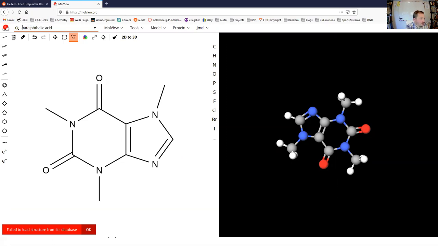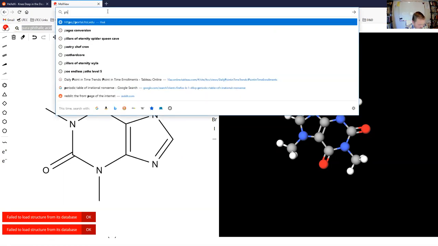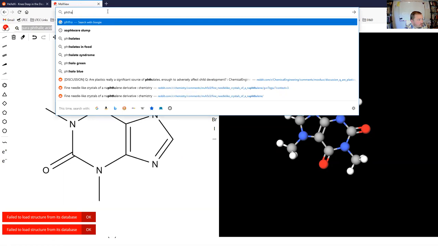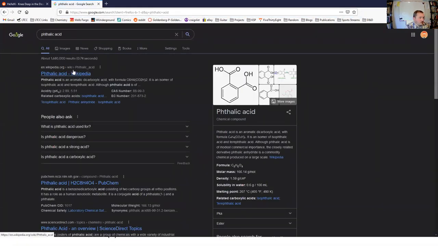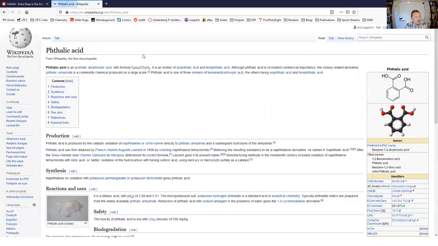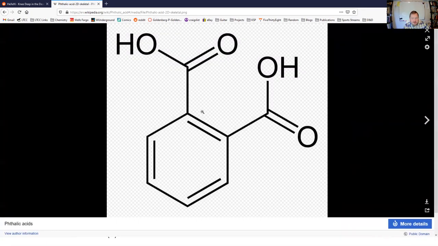I don't know why Molbiu wasn't pulling it up. This would be orthophthalic acid, the structure that's shown here. You could have metaphthalic acid or paraphthalic acid as well.